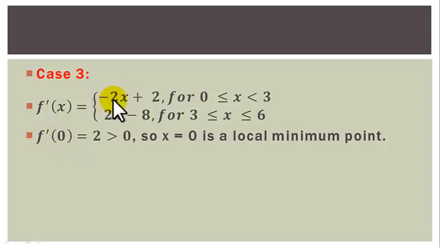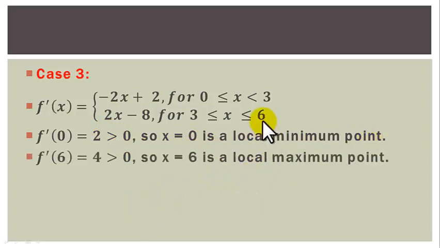When you put x equals 0 here, that will give us -2 times 0, which is 0, plus 2. That will give us 2, and this is greater than 0. So that means x equals 0 is a local minimum point. We also find the value of the first derivative at the other end point, which is 6. f prime of 6 is equal to, using this function, 2 times 6 is 12, 12 minus 8 is 4, and this is greater than 0. Since f prime of 6 is greater than 0, that means x equals 6 is a local maximum point.